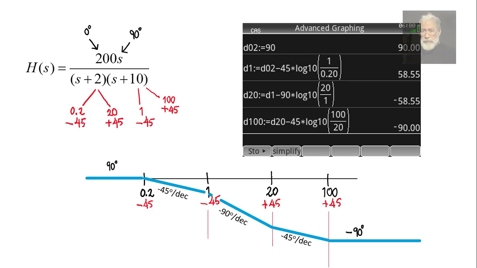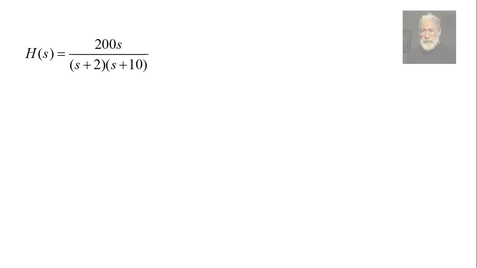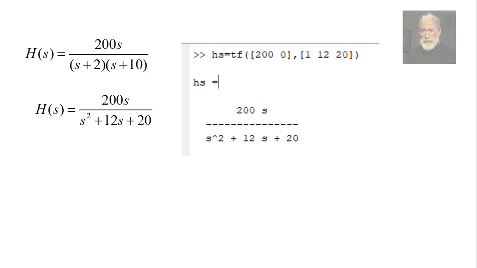To see how close to the reality, to the exact one we are, let's use Matlab to plot the exact frequency response diagrams for this transfer function. Matlab expects us to enter two polynomials, one for the numerator, another for the denominator. So let me expand the denominator into a polynomial like so. Then, in MATLAB, I define HS as a transfer function. TF is a function of MATLAB. It receives two polynomials represented by the coefficients within square brackets.